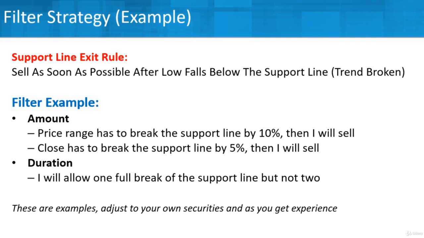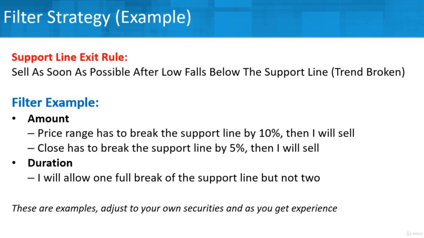You could also use a duration type of rule as a filter. For example, you'd say, I will allow one full break of the support line, but not two. So that means if it breaks the support line on one day, you're like, okay, it broke the support line, exit rules, I'm supposed to sell as soon as possible. But I'm going to set up a filter and a rule and say, I'm going to wait until it breaks it twice. And if it doesn't break it twice, right there in the following day, then I'm sticking in there.